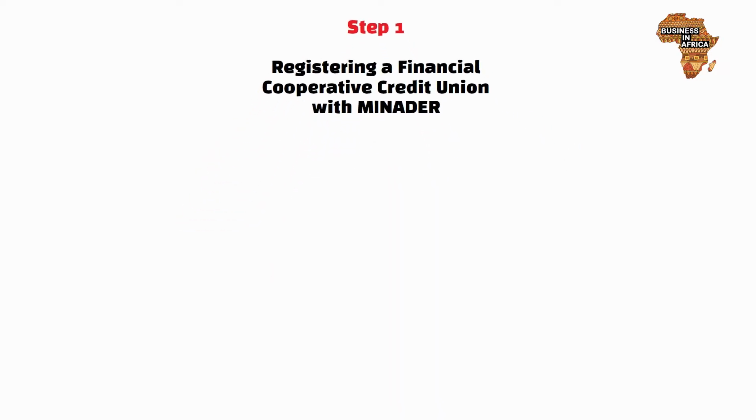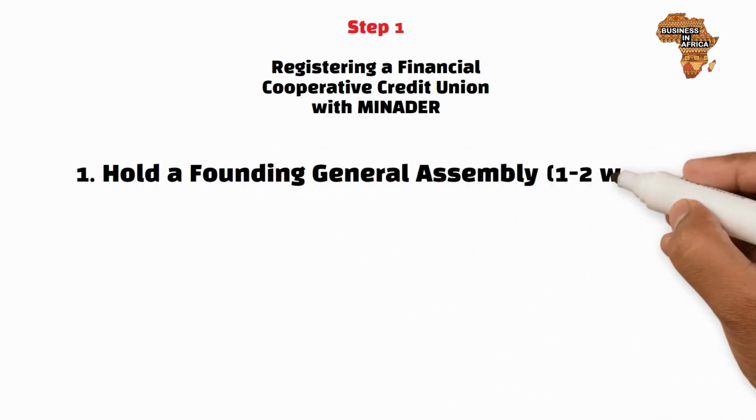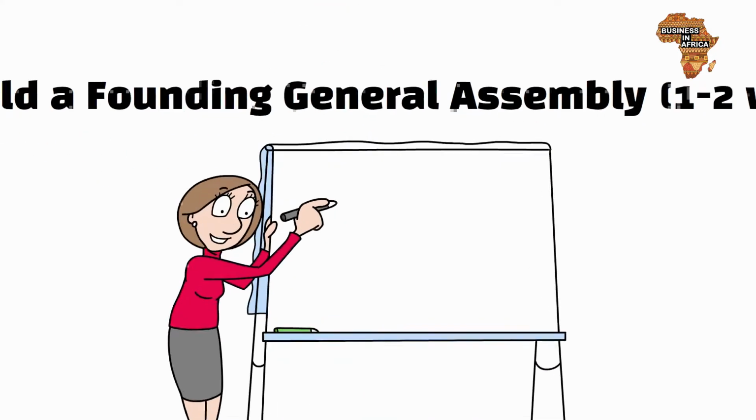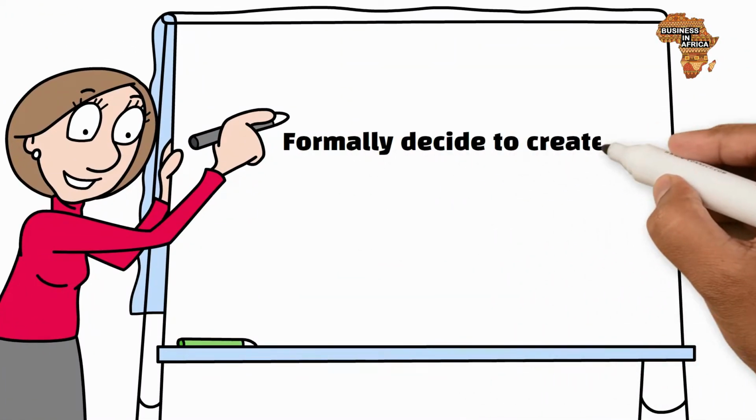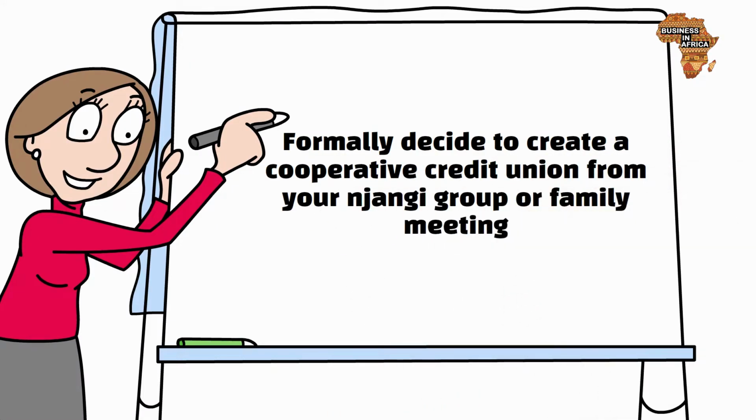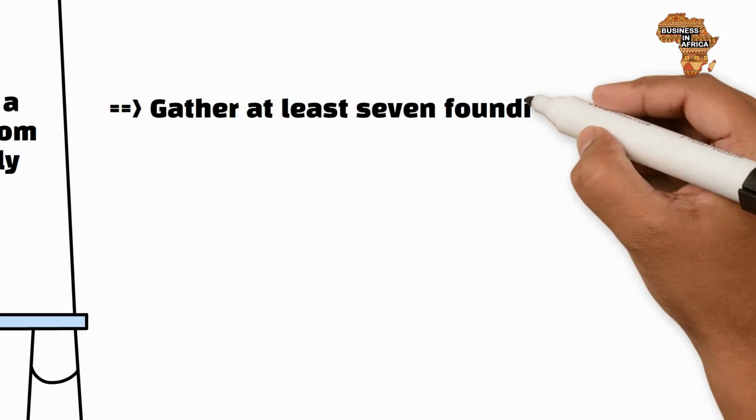Number 1. Hold a founding general assembly. This usually takes between 1 and 2 weeks. Purpose: formally decide to create a cooperative credit union from your Njangi group or family meeting. Actions: gather at least 7 founding members.